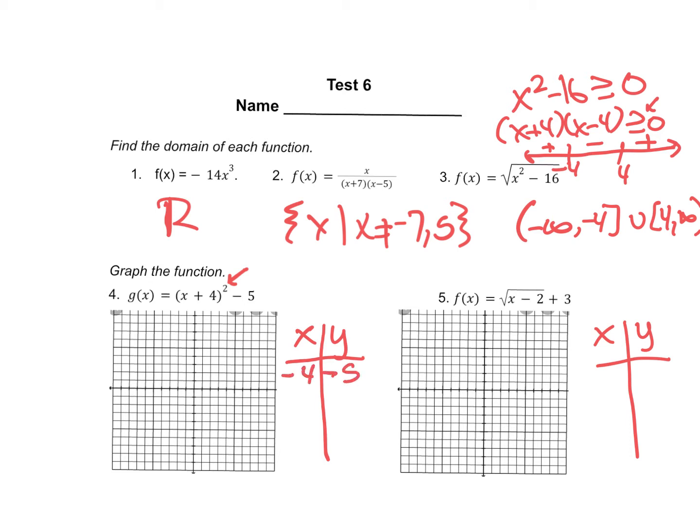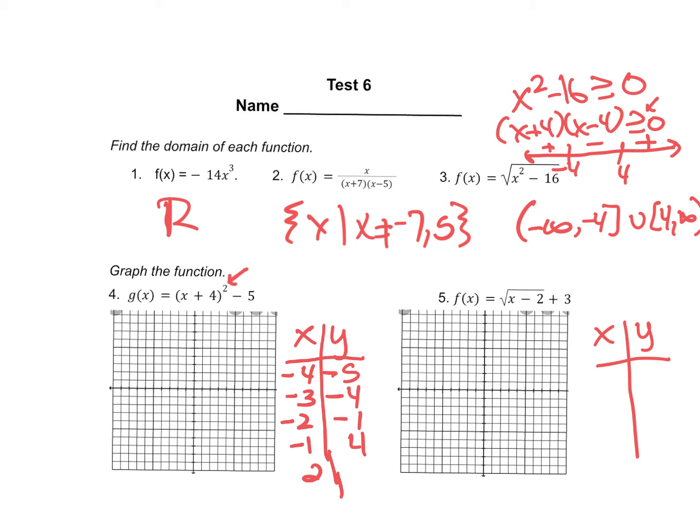So negative 4, negative 5. Negative 3 would be 1 squared minus 4, which is negative 4. Negative 2 plus 4 is 2 squared, which is 4, minus 5 is negative 1. Let's go negative 1. If I go negative 1 plus 4, that's 3 squared, 9 minus 5 is 4. Plug a 2 in there. 2 plus 4 is 6, 6 squared is 36 minus 5. That's way too big, so that's probably enough.